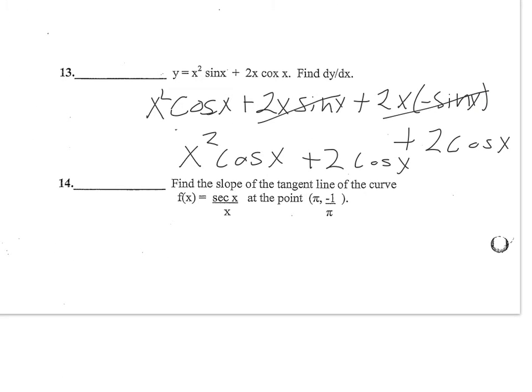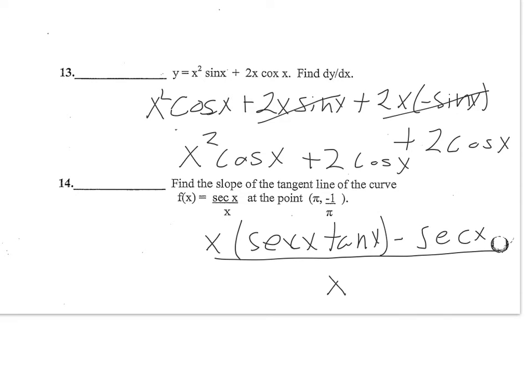Alright, find a tangent line again. Okay, so this is a quotient rule. So we have x times the derivative of secant, which is secant x tangent x, minus secant x times 1, all over x squared. Okay, now plug pi in everywhere. Say, now that's a pi, that's pi, that's pi, that's pi, and now that's pi squared in the denominator.